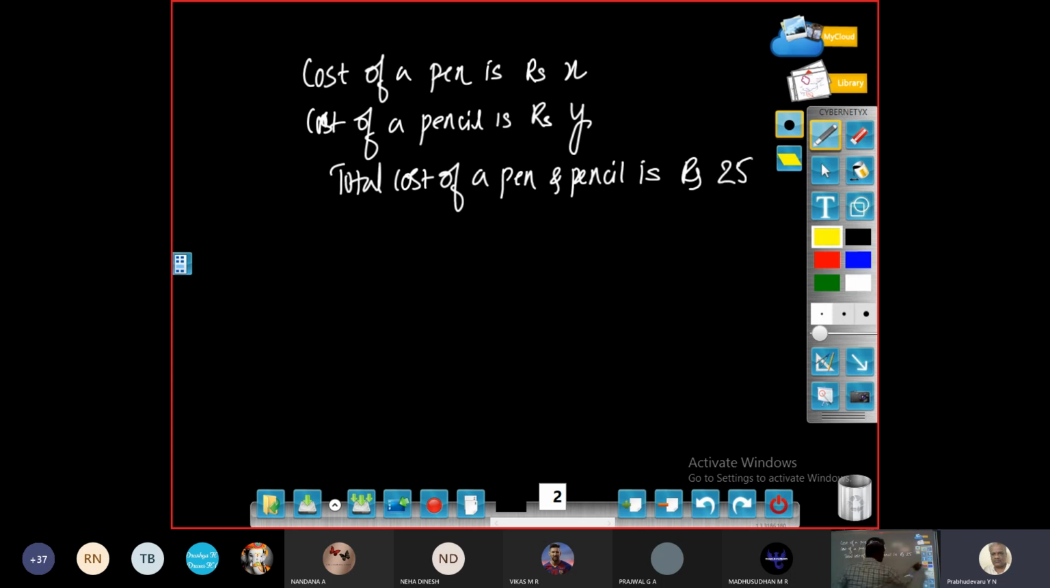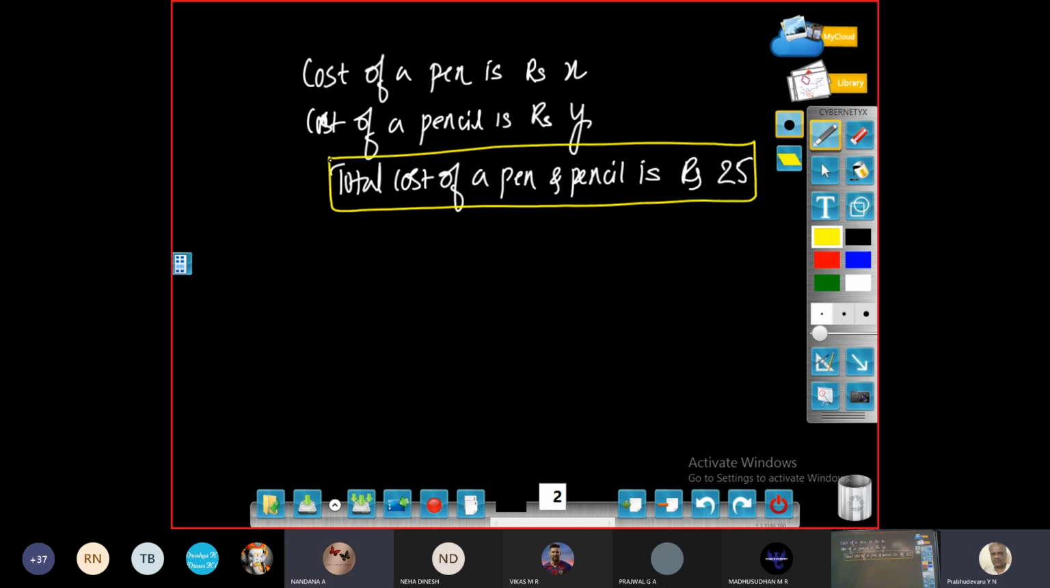So you have the total cost 25 rupees. x plus y is equal to 25. So you will get the equation like this: x plus y is equal to 25. Here two quantities we do not know. The cost of pen we do not know, and the cost of pencil also we do not know. They are taken as x and y. But the total cost is known. It is 25 rupees. One pen and one pencil cost 25 rupees. So therefore, we can write the equation like this.